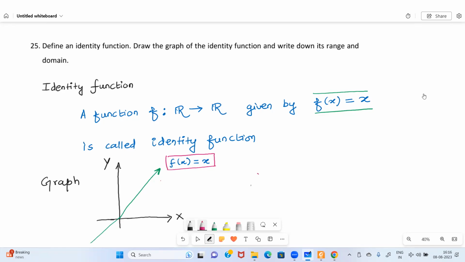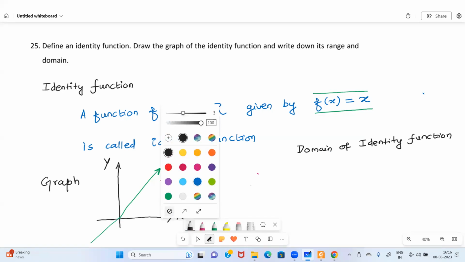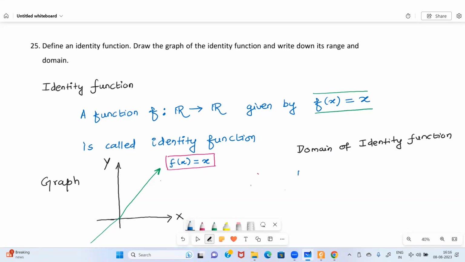Clear, students? Now let's look at domain and range. So what do you mean by domain? Set of all values that x can take, right? In fact, you can clearly see that there is no restriction on the domain of the identity function, which means x can take any value and still y will exist. So x can take any real number. Therefore, the domain of the identity function is the set of all real numbers. Either you can write this like this, or you can write it in words.